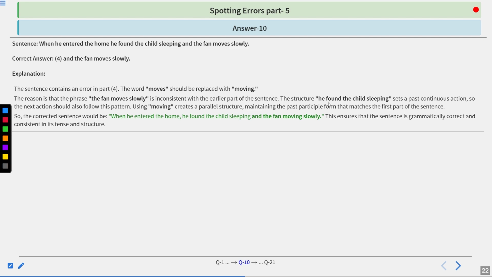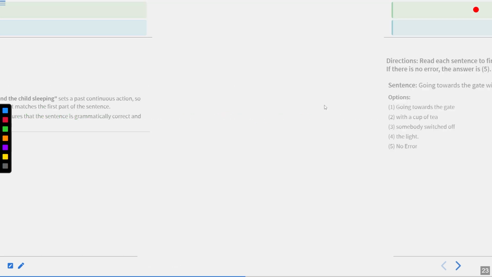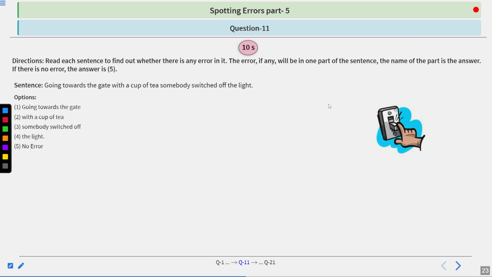I hope you have understood. Let's move to the next question. The sentence is, going towards the gate with a cup of tea, somebody switch off the light. Options are given below. You have 10 seconds to spot the error.